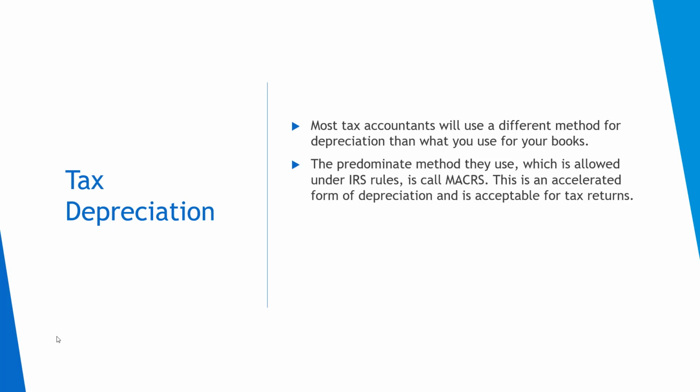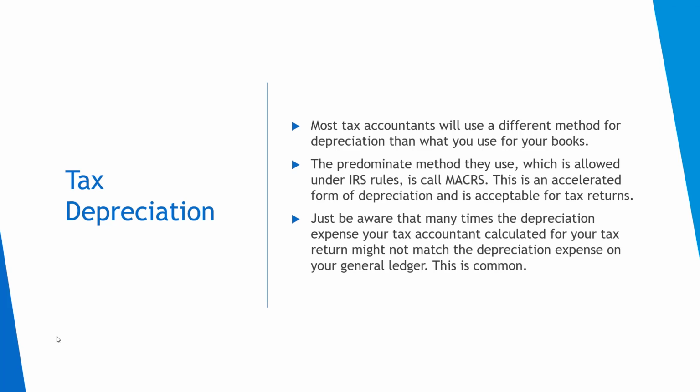What's the difference? Well, the predominant method that most tax accountants use, which is allowed under the IRS rules, is called MACRS, and that's a modified accelerated cost recovery system. It's a big old fancy word. In other words, they depreciate it faster than what you do for your book purposes. And so that was one of the big differences there. Just be aware that many times the depreciation expense your tax accountant calculates is going to be way different than what you calculate. And again, this is common.